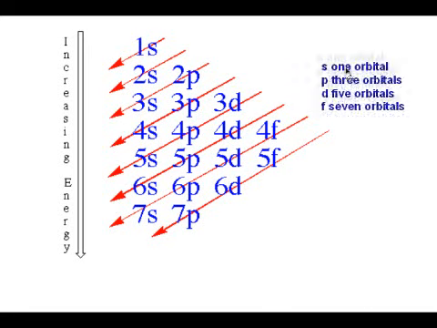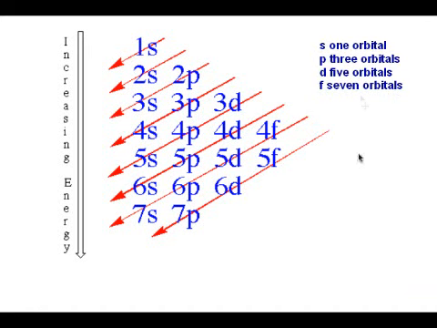Now, one thing that's going to be important to remember is how many orbitals there are in each of the sublevels. 1 in S, 3 in P, 5 in D, and 7 in F. That's something you're just going to need to remember.